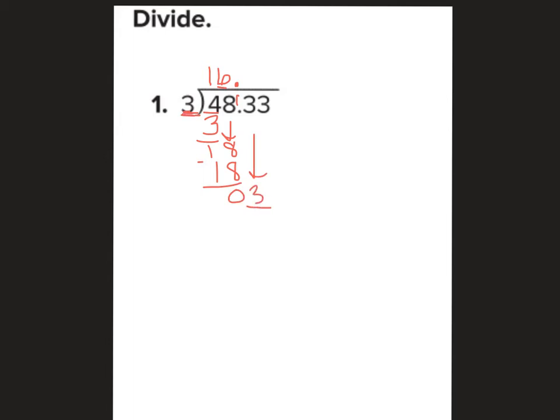3 divided by 3 is 1. 3 times 1 is 3. Subtract, bring it on down. 3 divided by 3 is 1. 1 times 3 is 3. Subtract. So my answer is 16 and 11 hundredths. So again, notice the only thing I did with that decimal point is move it straight up, and then I'm just dividing like normal. Let's try another one.